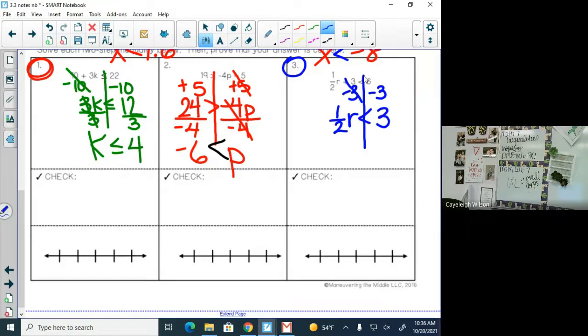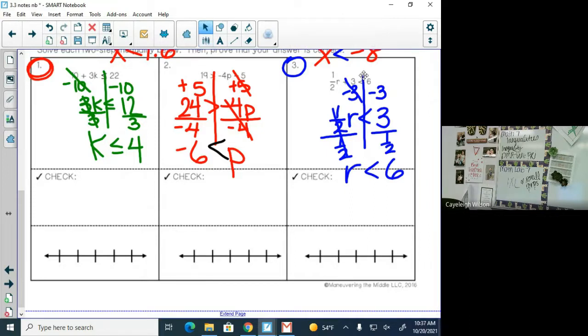So what could you do? Divide by 1/2, or is there any other thing you could do? Divide by 2. Multiply by 2. So you can either multiply by the reciprocal, because 1/2 times 2 cancels out, or you can divide by 1/2. So you can put divide by 1/2 like that. And R, and I don't flip because it's a positive 1/2, and 3 divided by 1/2 is 6. If you're going to type it in your calculator, 3 divided by 1, ABC, 2, enter. Well, that's not right. You multiply by 1/2.